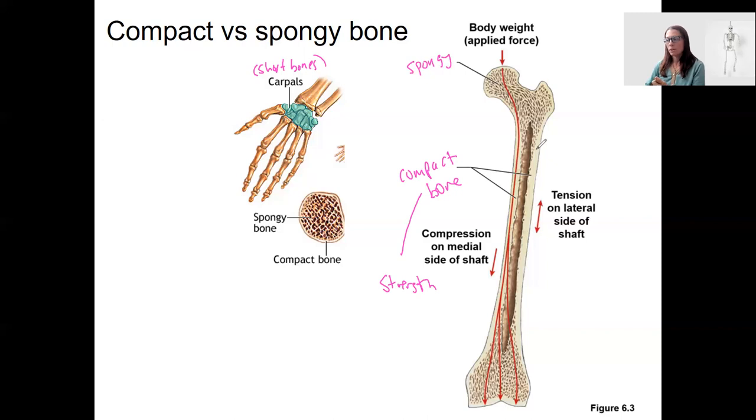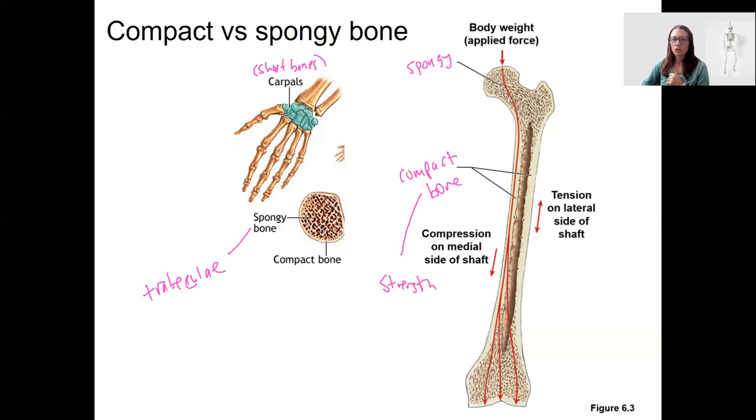Spongy bone is less sturdy. It's open with these spaces, like a lattice almost. This is actually called trabeculae. And this can withstand force in many directions instead of just one direction.